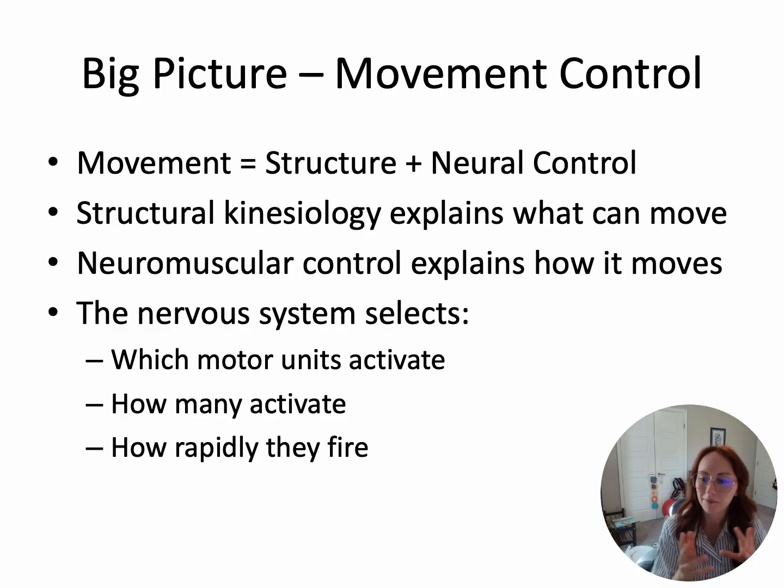And then bringing it back to structural kinesiology. Structural kinesiology explains what can move, and neuromuscular control explains how it moves. The nervous system selects which motor units are activated, how many are activated, and how rapidly they fire. And through training, that nervous system function becomes more efficient and more capable of doing more.